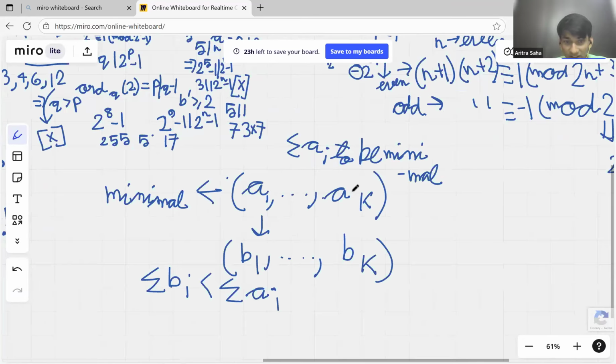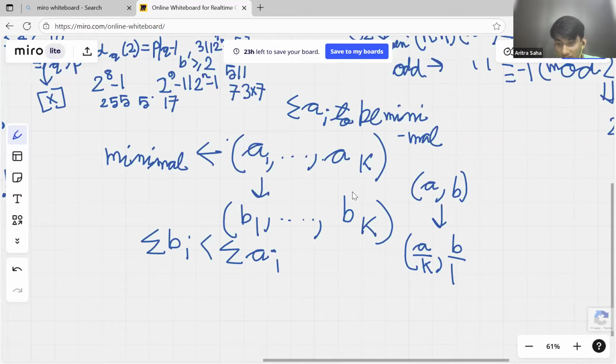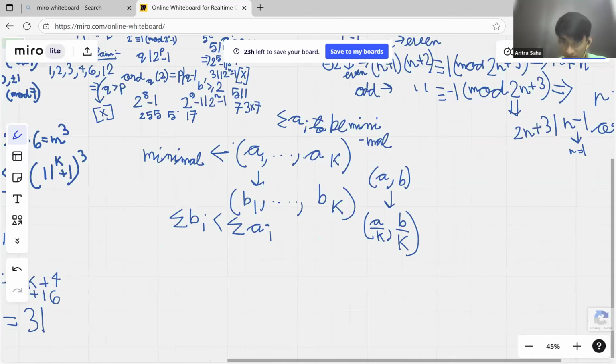Mainly, if you have an equation, what you want to do is, if some A comma B pair works, you want to show that A by some K comma B by some K also works. And then we will have infinite descent. That's basically the idea in Diophantine equations. So I will just paste a problem to demonstrate the idea.